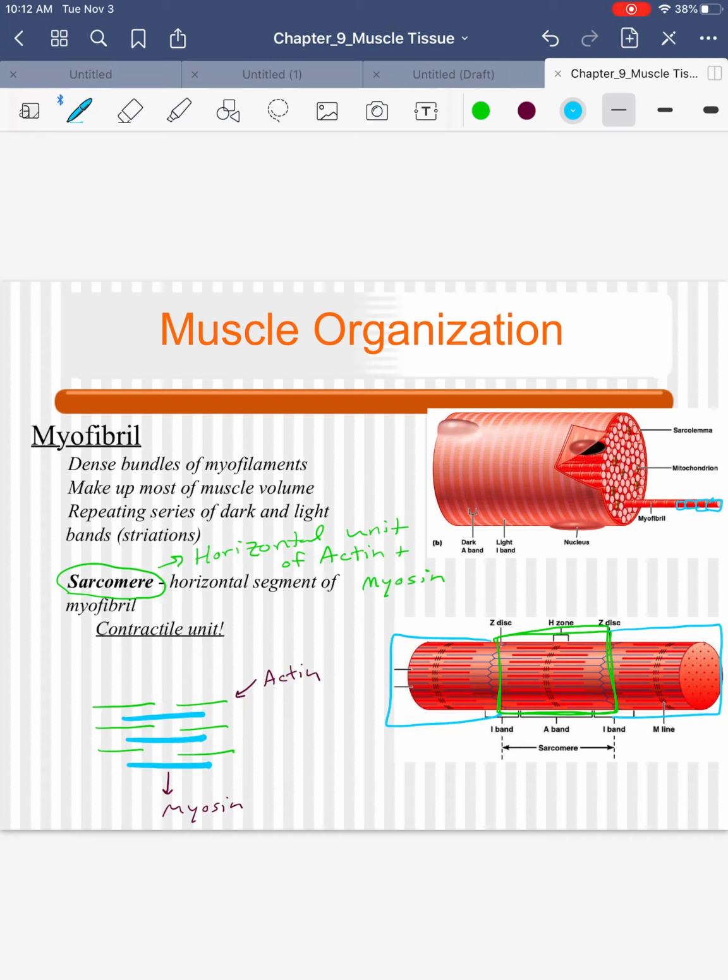This is important because when we talk about the steps of contraction, we're looking at each individual sarcomere. So the steps that we're about to talk about in the next video of how the muscle contracts, we're going to be taking a window microscopically into a sarcomere. And within that sarcomere, those myofilaments are going to slide past each other. Sliding filament theory. Muscle contracts, muscle shortens. So if this happens at each successive sarcomere, then the entire muscle is going to contract.